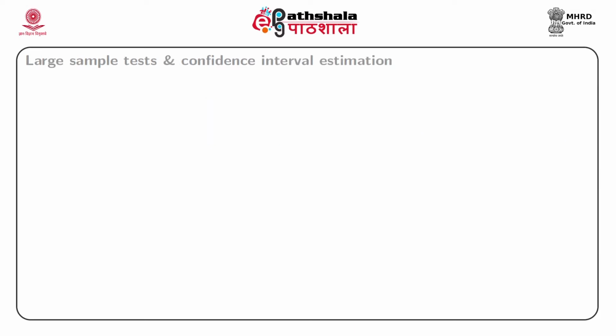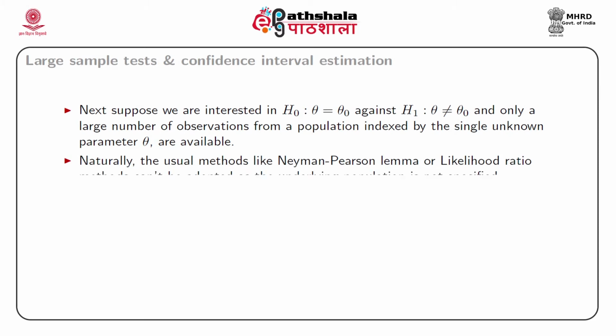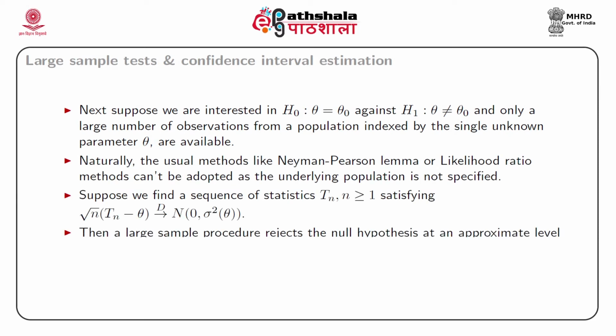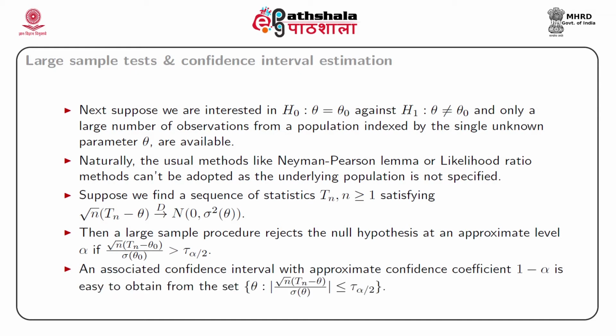Next, suppose we are interested in testing the null hypothesis theta equal to theta naught against theta not equal to theta naught, and only a large number of observations from a population indexed by the single unknown parameter theta are available. Naturally, the usual methods like the Neyman-Pearson lemma or likelihood ratio methods cannot be adopted, as the underlying population is not specified. As earlier, suppose we find a sequence of statistics Tn which is asymptotically normal with mean theta and variance sigma square theta. Then we can at once develop a large sample procedure based on this.